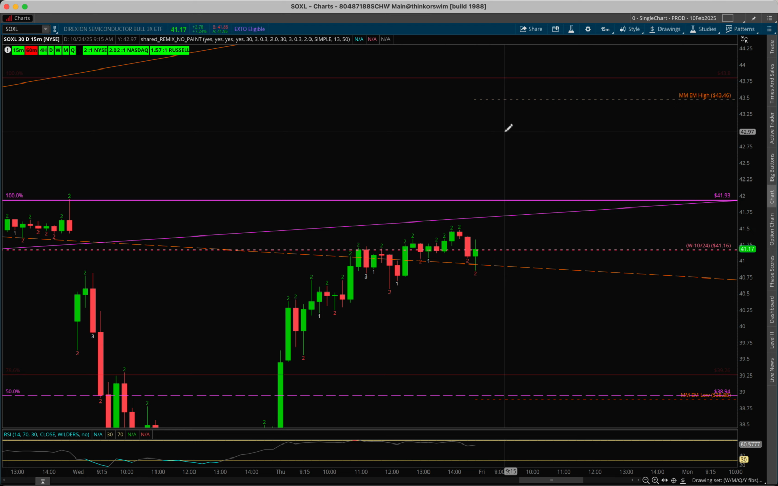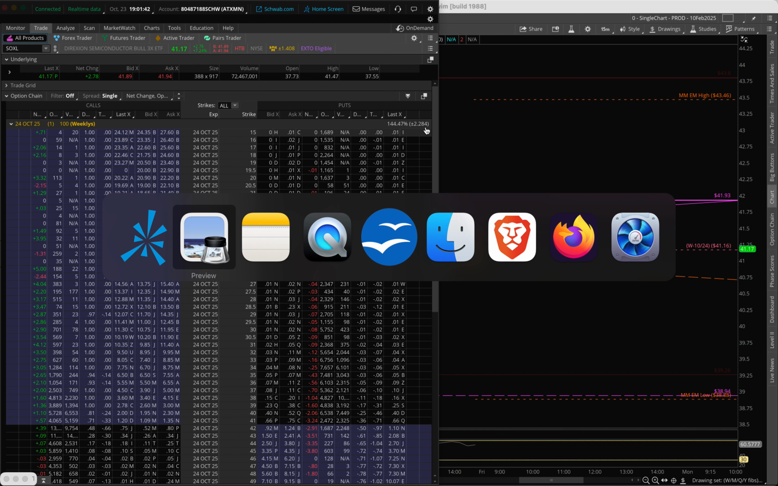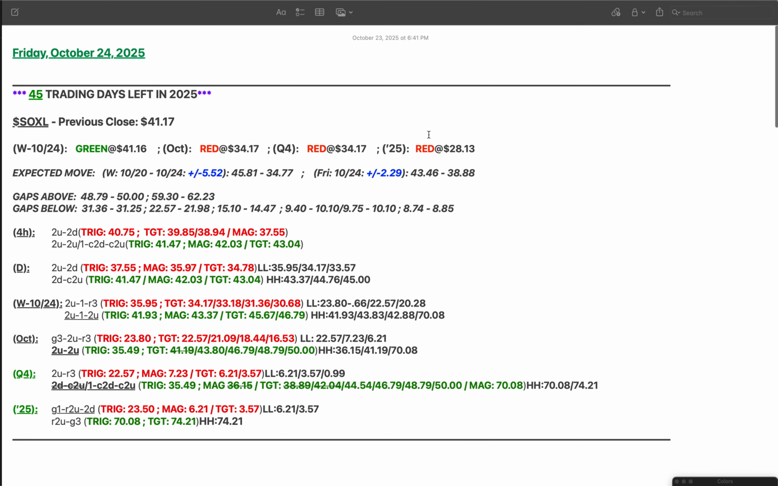And the way that we get this, we're just on Thinkorswim. If we go to the options chain for this week, October 24th, 2025, we can see over here on the right in the parentheses, we've got a plus or minus 2.284. So that might have changed 1 cent since we looked at it. 2.29. Yeah, it changed 1/100th of a dollar, so a cent.